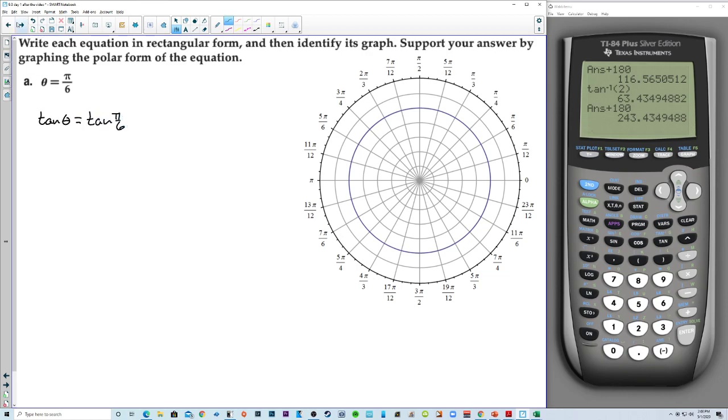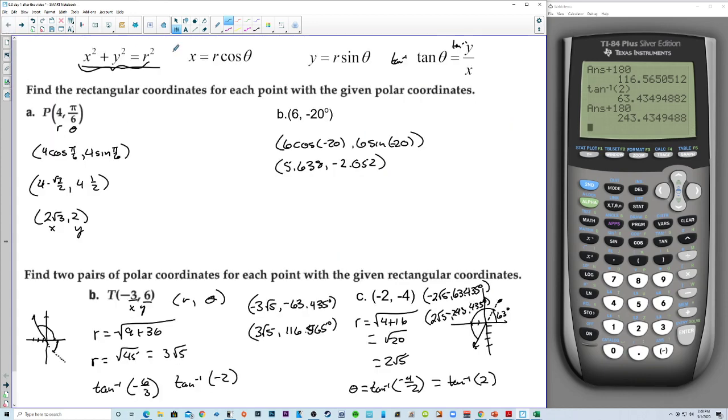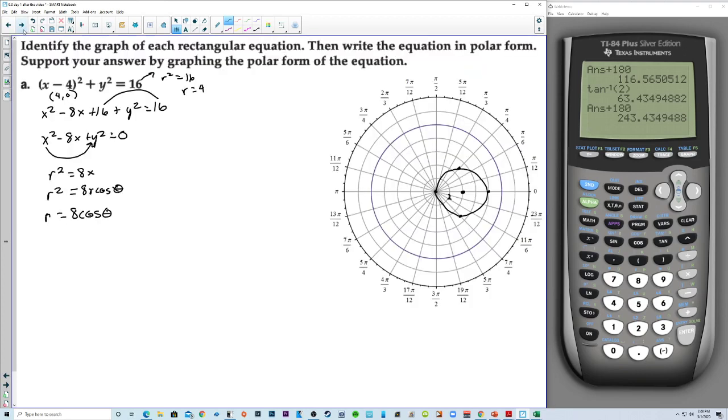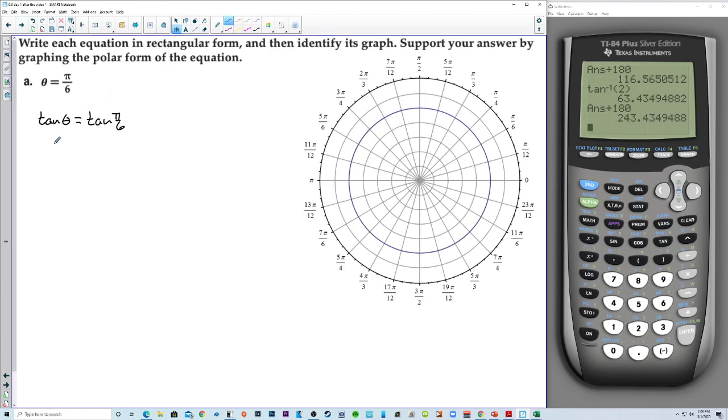Now, why tangent? Well, if you look back at our toolbox, we need to get an x and a y in this. We need to go from polar to xy, to rectangular. This says that if you have the tangent of theta, that's the same as y over x. Let's go back to our problem where we have tangent of theta, and that's the same as y over x. And we know that, let's find the tangent of pi over 6.